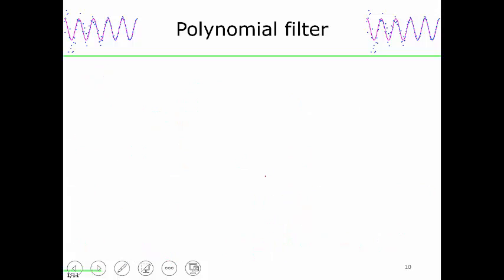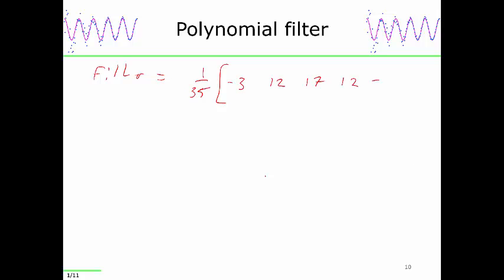The digital filter is 1 over 35, times negative 3, 12, 17, 12, negative 3. It is. But what's slick about it is, it's just weird to me. The first time I saw this, I was like, no, this can't be. This is just a digital filter. How is this performing a polynomial best least squares fit at every position? If that's true, why am I always multiplying things by exactly the same numbers? And it just beautifully turns out to do precisely that.